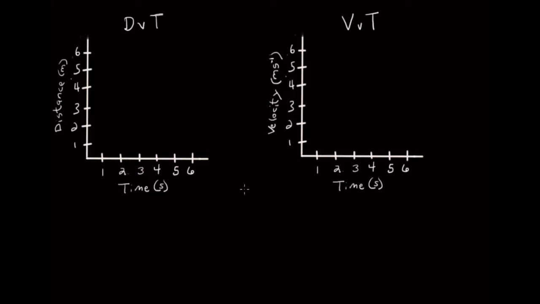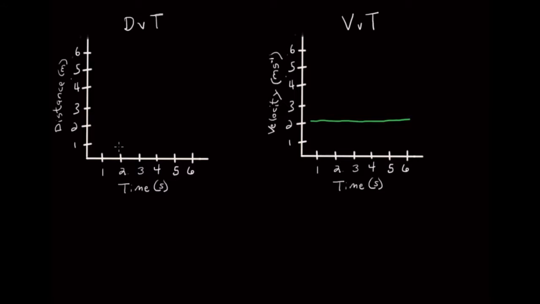Let's say I have a velocity versus time graph. I'm going to give you a velocity versus time graph, and I'm going to have a constant velocity of 2 meters per second. How does that translate to a distance versus time graph? How would I draw that on there?